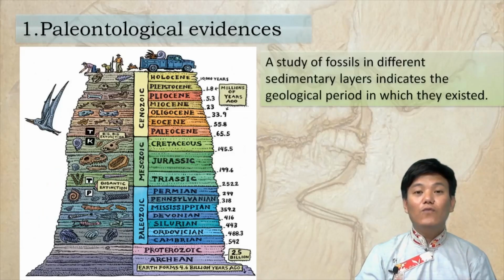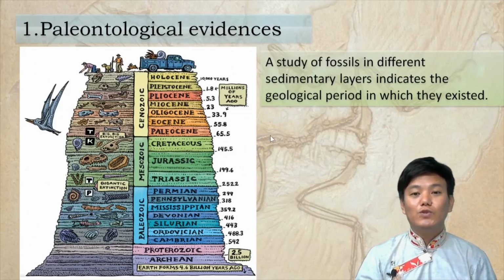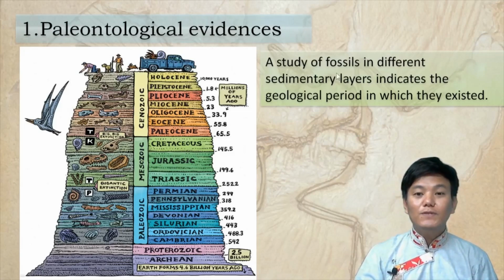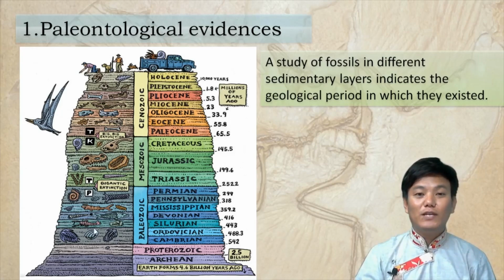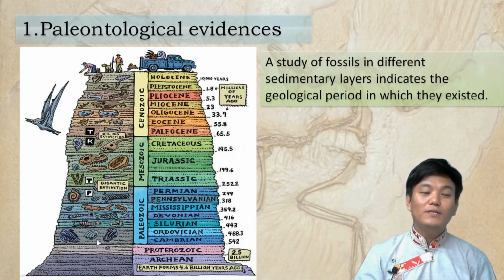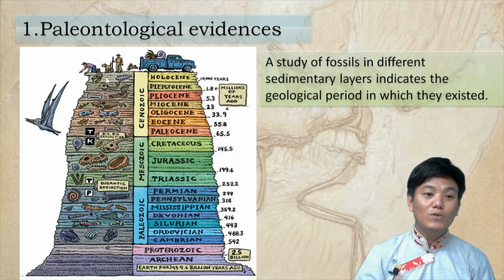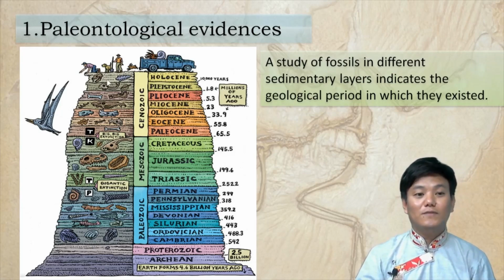Now let us see how fossils act as evidence for evolution. A study of fossils in different sedimentary layers indicates the geological period in which they existed. So what does it mean? If you take the cross-section of Earth's crust, you will find different sedimentary layers. These sedimentary layers are of different ages. The older sedimentary layers are much deeper below the surface, whereas the most recent sedimentary rocks are found near the surface.